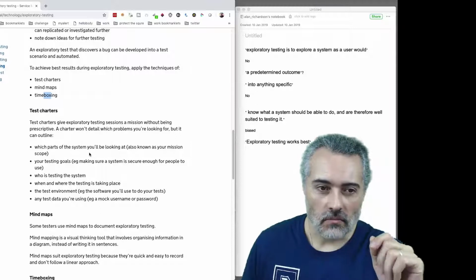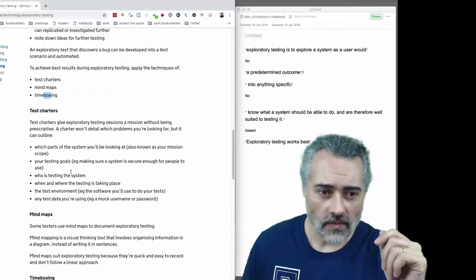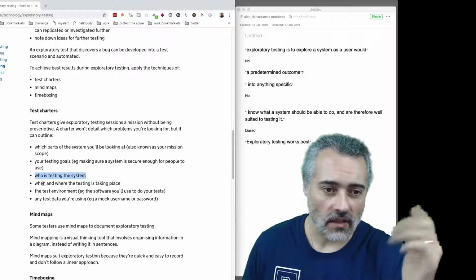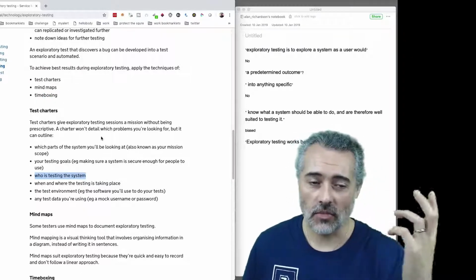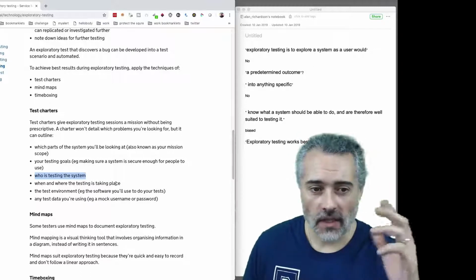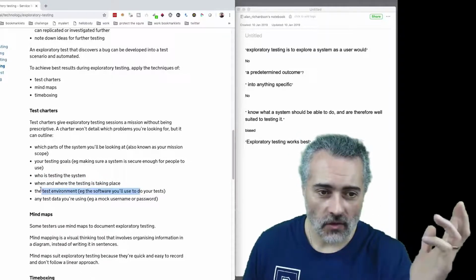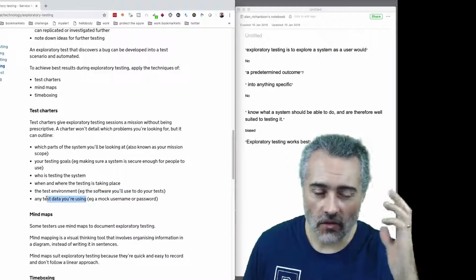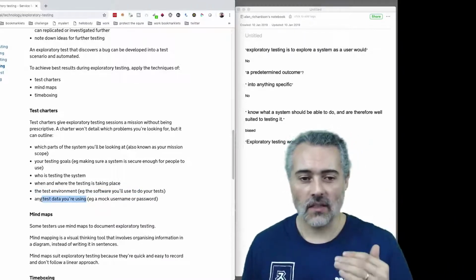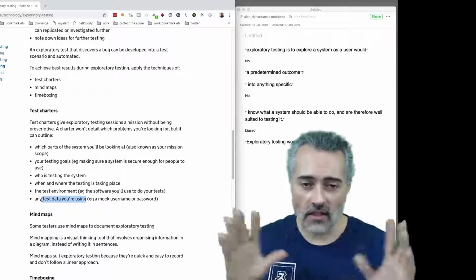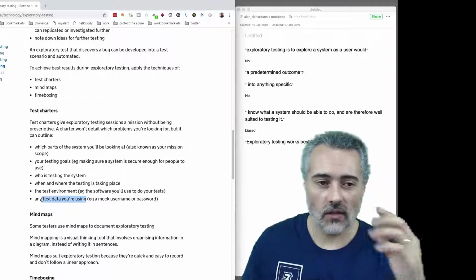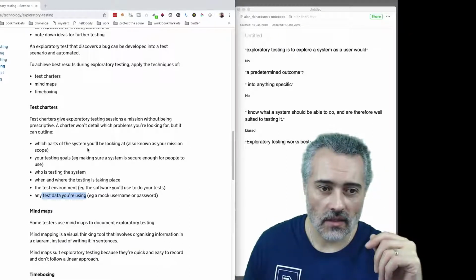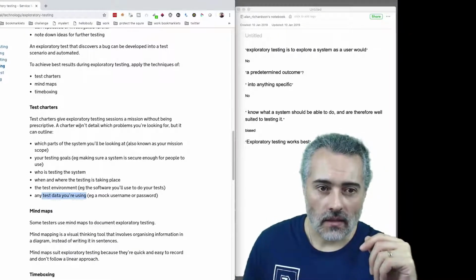Which part of the system you're looking at? Okay, goals. Who is testing the system? Well, not necessarily. And when you make your logs, you'll say who it is that's done it, but the charter might not, but your logs will. When and where, yet again, put that in your logs. Test environment, good idea to put that in your logs. Any test data you're using, absolutely. When you're writing your test down, do write down the data that you're using. That's a good idea. Hopefully your system is logging things. You can capture logs later on. So the only thing I think I disagree with there is won't detail your problems, because it might.